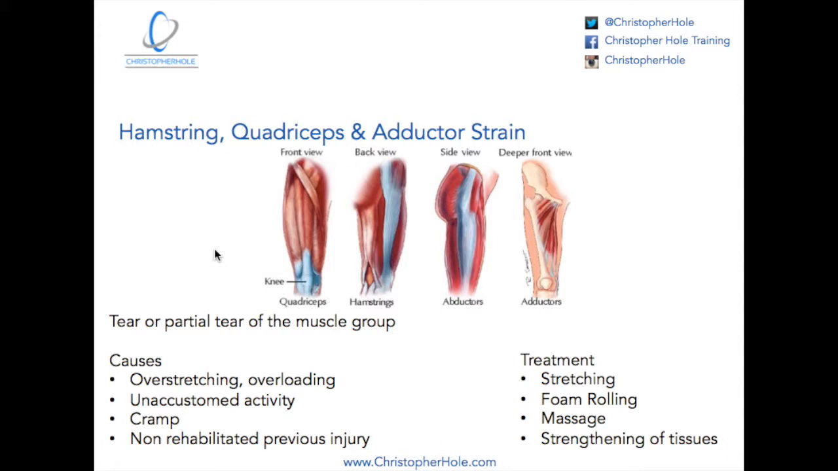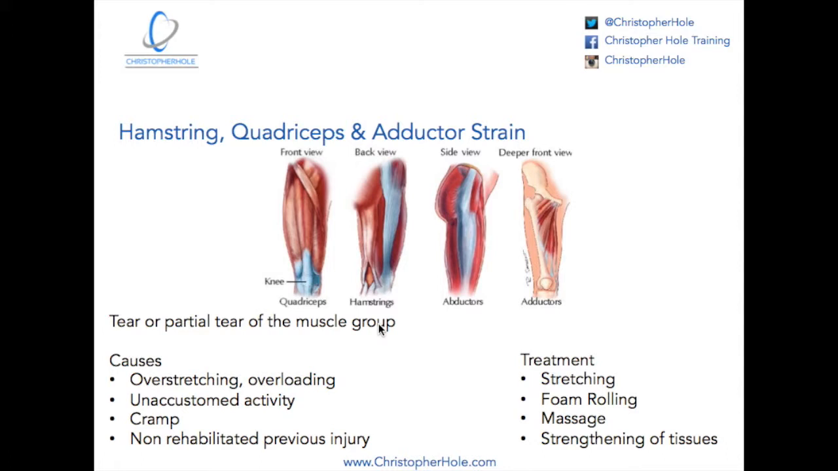So first of all, a hamstring, quadricep and adductor strain is a tear or partial tear of the group of muscles. Now, if you've watched a previous video of mine on muscle injuries, I overview what tears and partial tears are, so you'll have a better understanding of what that means. For the purposes of this video, because we're focusing more on the tissues and the specific injury themselves, I won't go through what the tear or partial tear is. You can go back and have a look at that video and enlighten yourself on that information as well.